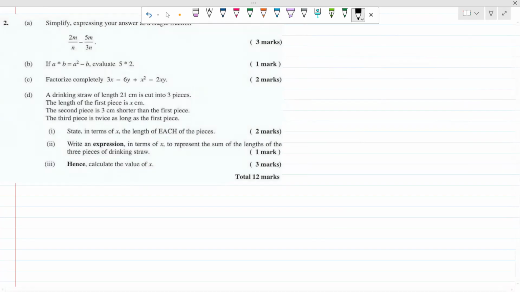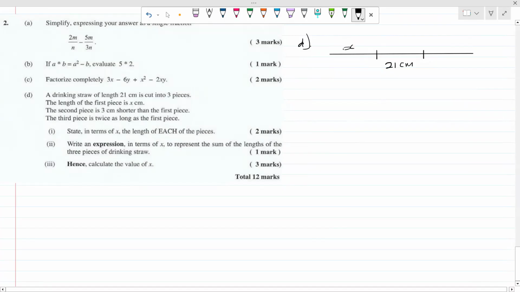Okay, so part D. We have a drinking straw of length 21 centimeters that is cut into 3 pieces. Things like this are always good to have a little diagram for. This whole thing is 21 centimeters, and I'm cutting it in 3 pieces. See my 3 pieces? 1, 2, 3. So, the length of the first piece is x.